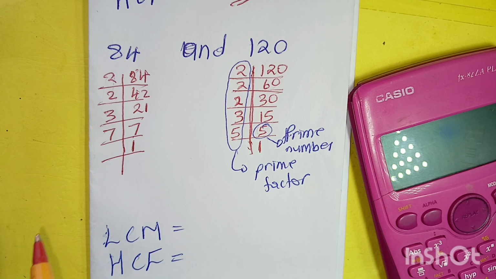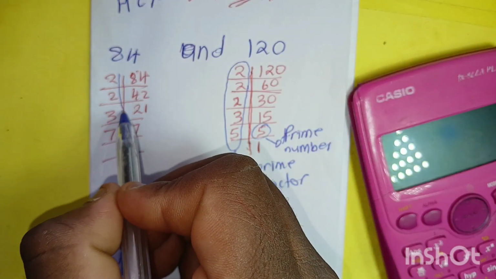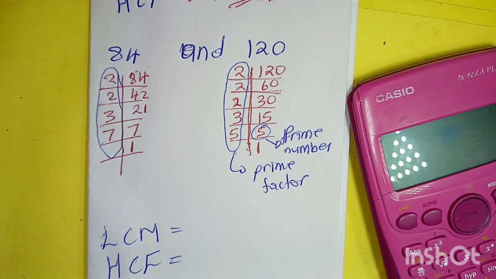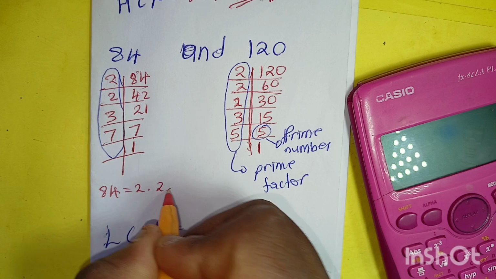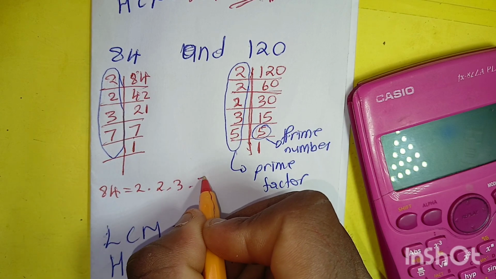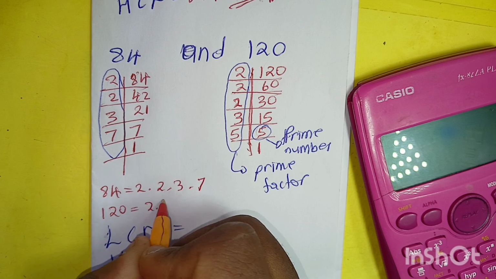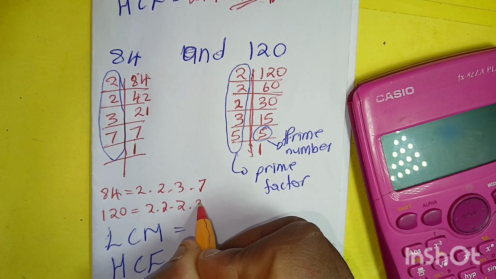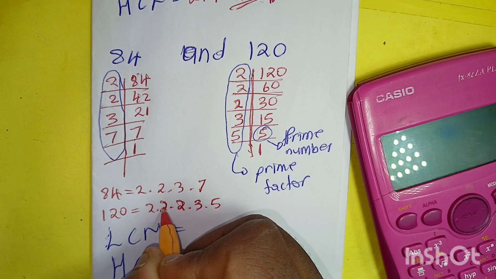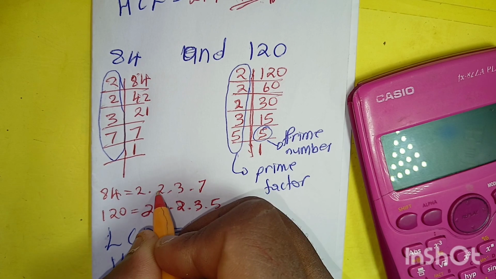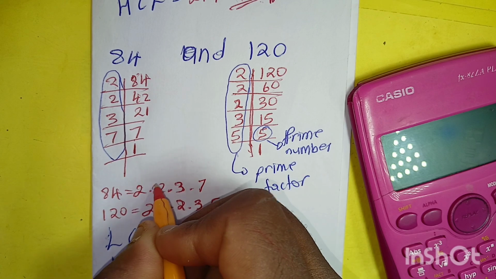So to determine these things, now we only take all the prime factors. So here we got 84, which is 2 multiplied by 2 multiplied by 3 multiplied by 7. And here we got 120, which is 2 multiplied by 2 multiplied by 2 multiplied by 3 multiplied by 5. Do you see this thing? This thing, guys, it's easy. Never feel as if this thing is hard.